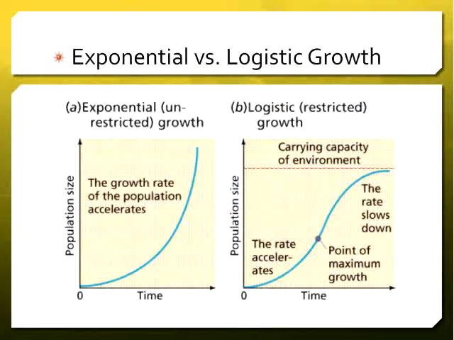Then we talk a little bit about exponential versus logistic growth. Exponential growth is unrestricted growth. That's the J curve, as seen on the graph. When the population just continues to accelerate, it has no end. Then you have the logistic growth, or the restricted growth. This is when the rate accelerates, and then it reaches its maximum point, and then the rate slows down. And that's how scientists have to look at our environment anymore, as logistic.